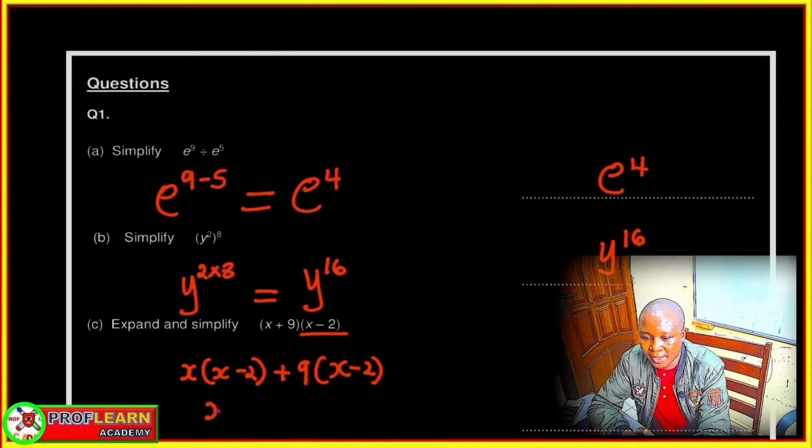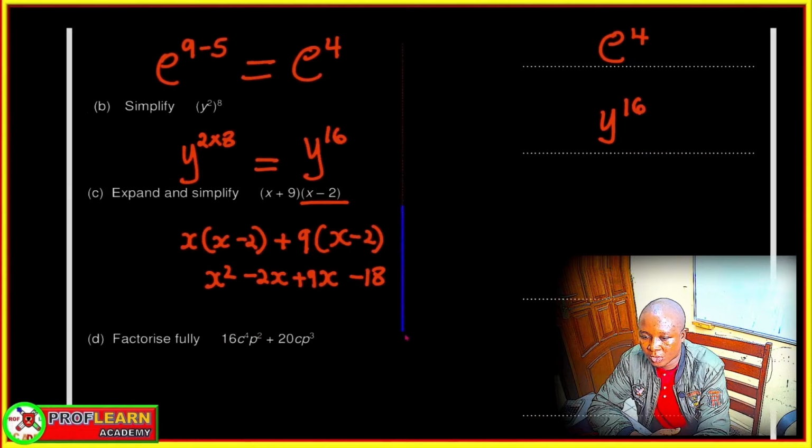Multiply each of them into the second bracket, and then you should put the like terms together, and if you work it out, you are going to get your answer as x squared.